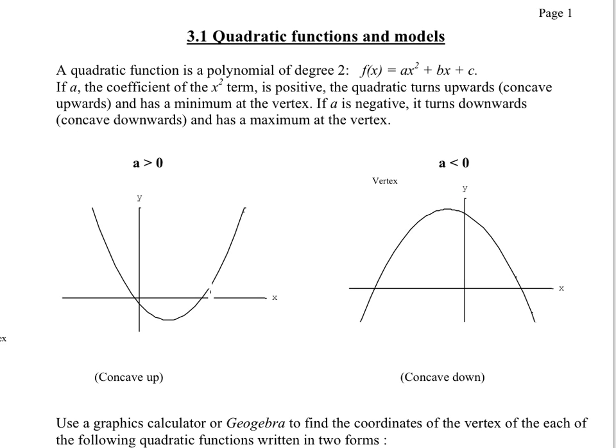And what decides whether it's concave up or concave down is the value of a. Now, a is the number before the x squared. Remember, your quadratic function is going to be ax squared plus bx plus c. The a, the number before the x squared, if that is positive, then you're happy. If it's negative, then you're unhappy.